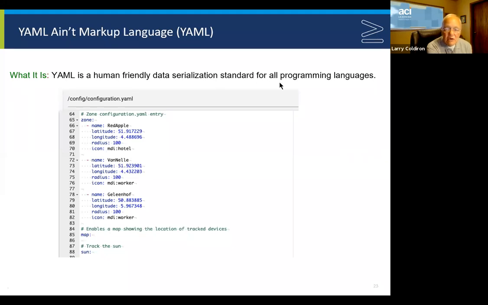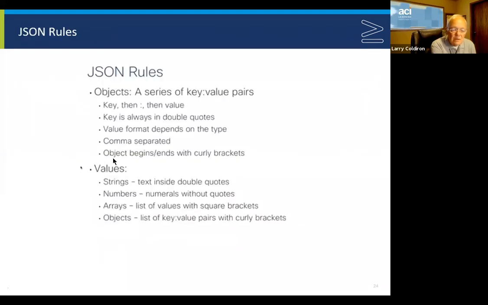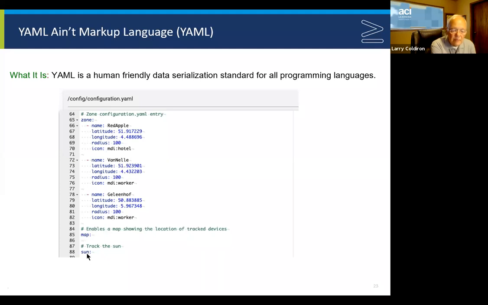It's a human standard for all programming languages here. The zone configuration entry is going to be the comment zone, and then the name red apple. So the zone, and then spacing underneath it. I think you have to have at least 2 or 3 spaces before it will recognize. I don't remember exactly what it was, but we have the zone. Oh, you went too far. Zone map, sun, different elements that are going to go into this YAML file.